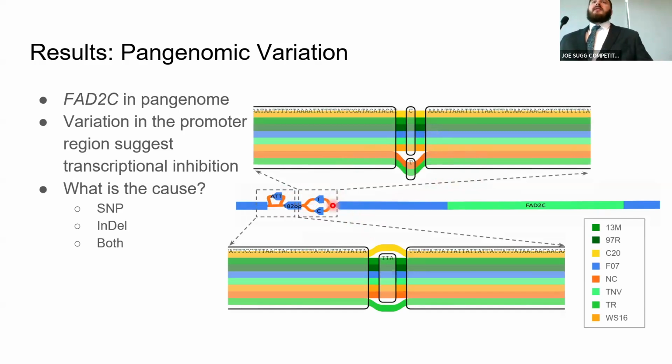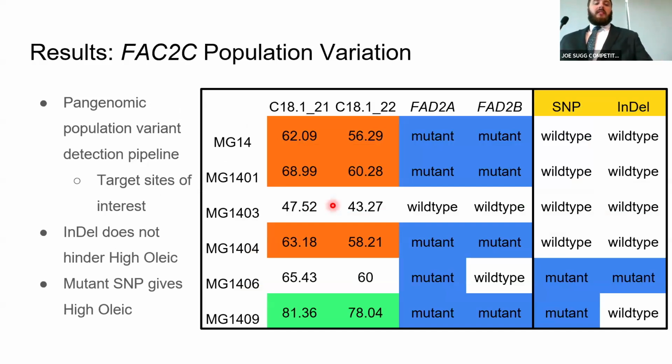So, well, what's the cause? Is it a SNP or an indel? Because we need to know whenever we're trying to give this to our growers and our breeders to be able to track this in a population to really get down to the causality. So I made a pipeline to target these sites of interest.